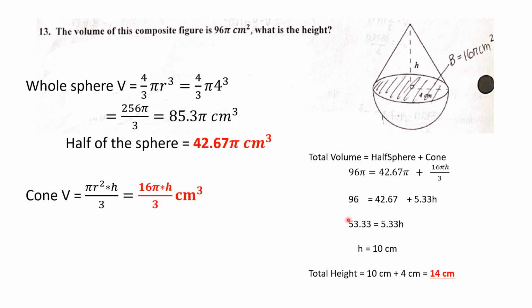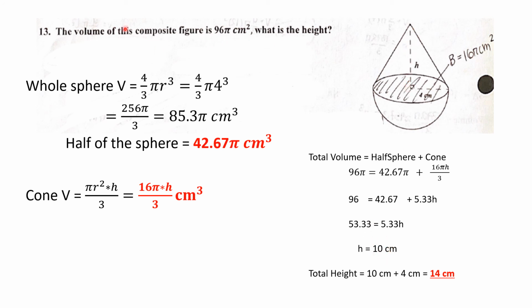I subtracted 42.67 on both sides and got 53.33 equals 5.33h. If I was sticking with fractions, I would get a perfect exact value of 10 centimeters. I got something like 10.0005 or something weird because I was using decimals, since these are approximations. Using the fractions will get you exactly 10 centimeters for the height of the cone.